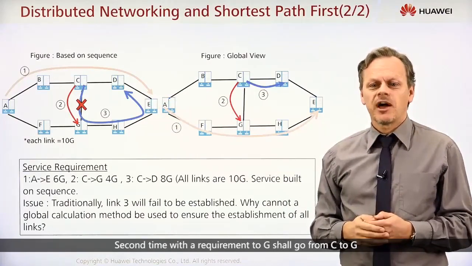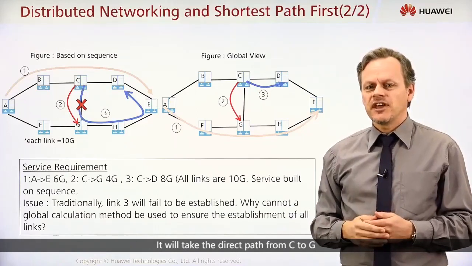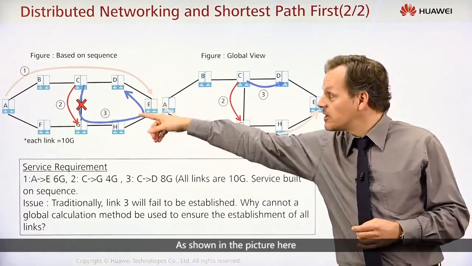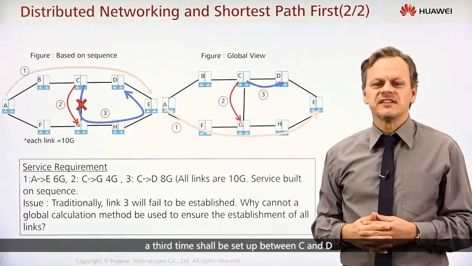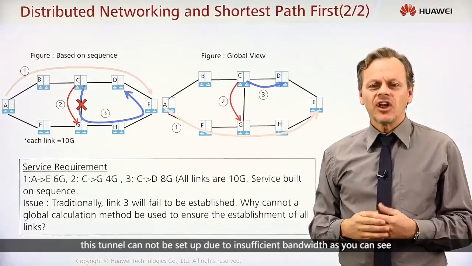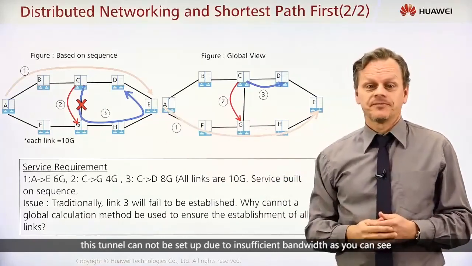Second tunnel with a requirement of 4 gigabits shall go from C to G. Here we take the direct path from C to G, as shown in the picture here. A third tunnel shall be set up between C and D with a requirement of 8 gigabits. This tunnel cannot be set up due to insufficient bandwidth, as you can see here.